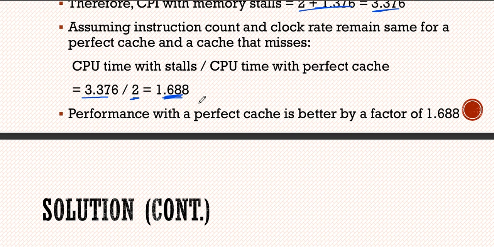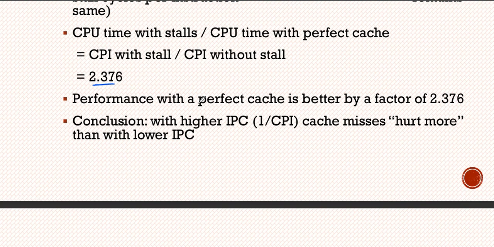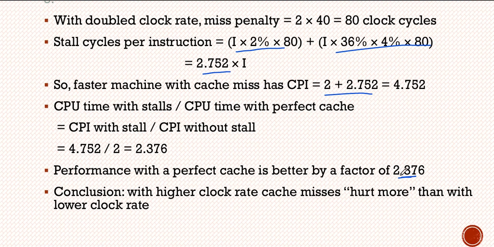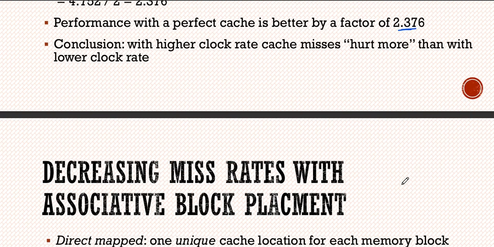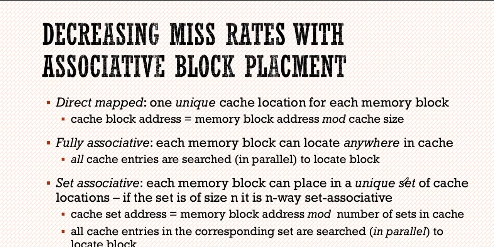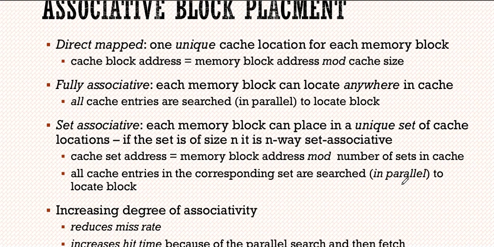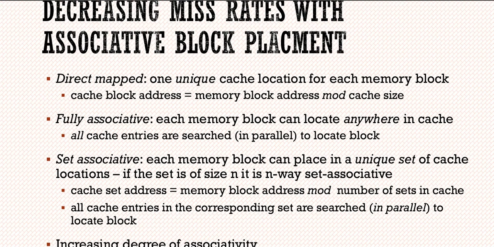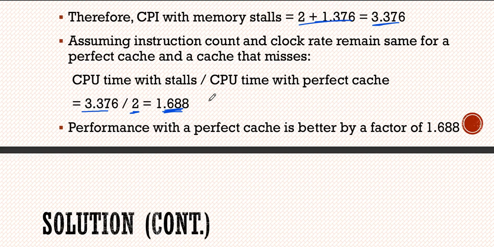But when we double the clock rate without changing the CPI, it is now 2.376 times better, which means that the performance has actually gone down. So if you change the CPI without changing the clock rate, you get a worse machine. And if you change the clock rate without changing the CPI, you get a worse machine. So that's what they are saying. Then so far, that's the cache we have been looking at.